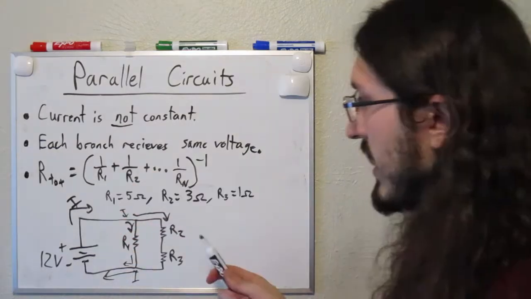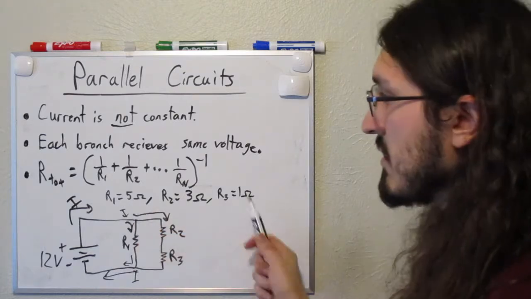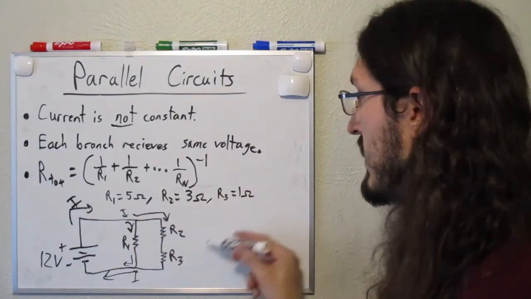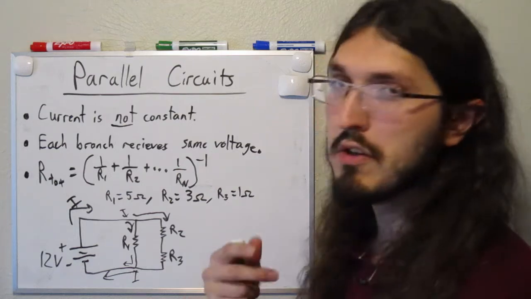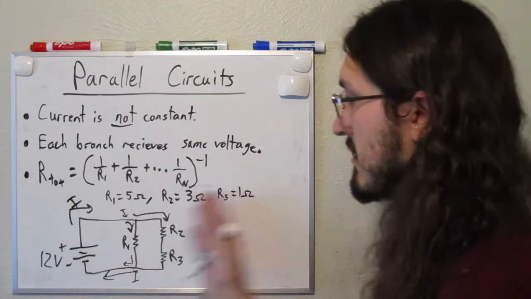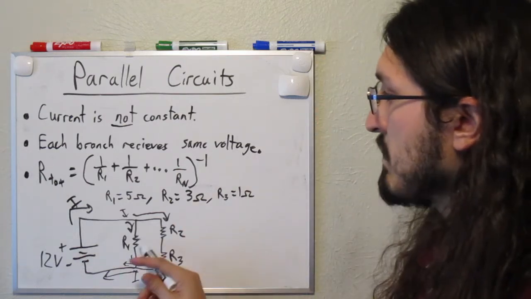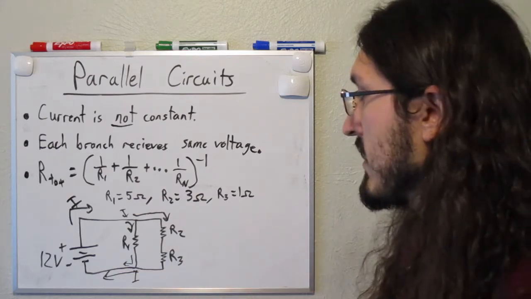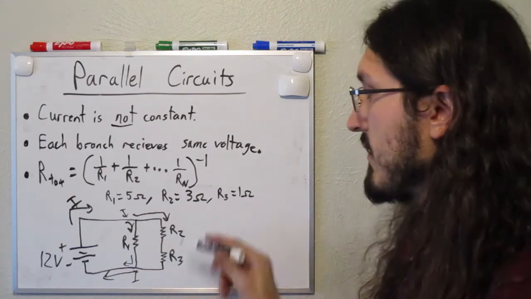Okay, here I've written out the resistances for each resistor. R1 is 5 ohms, R2 is 3 ohms, and R3 is 1 ohm. And I want to know what the total resistance is of the entire circuit. Okay, I know R1 is parallel to R2 and R3, but R2 and R3 are in series. The first step is to find the resistance of just this branch.